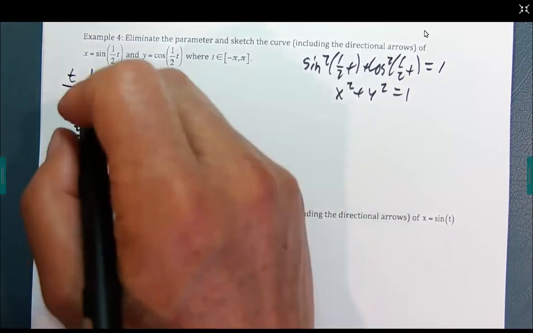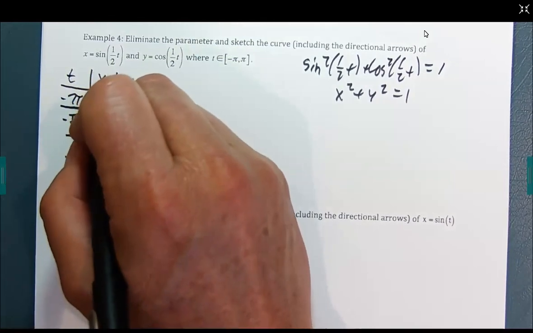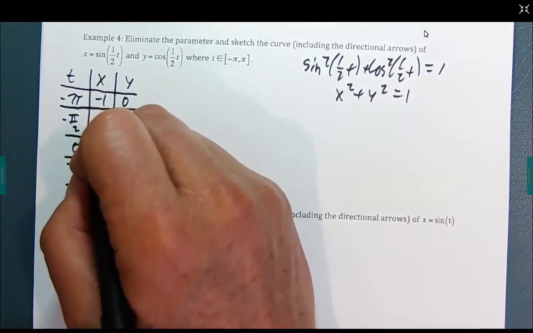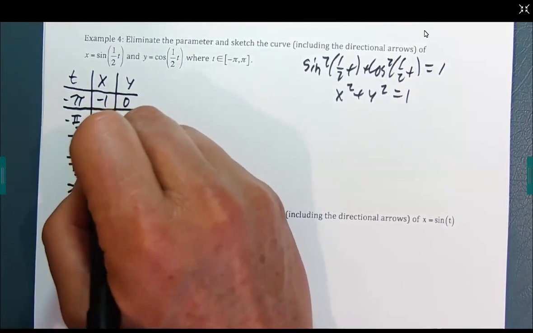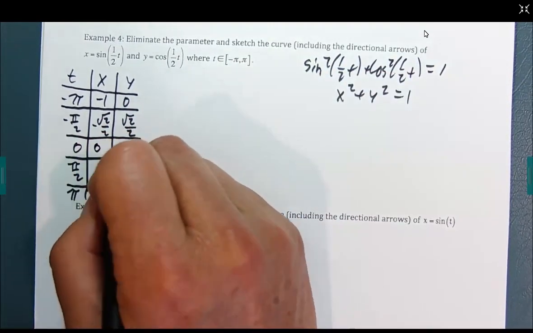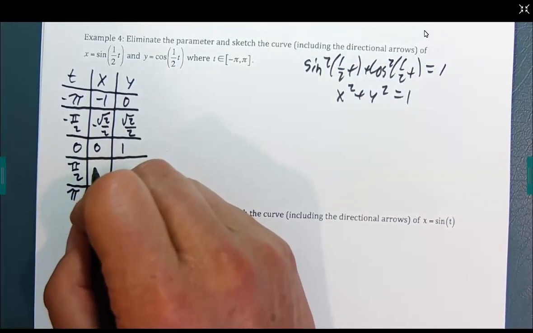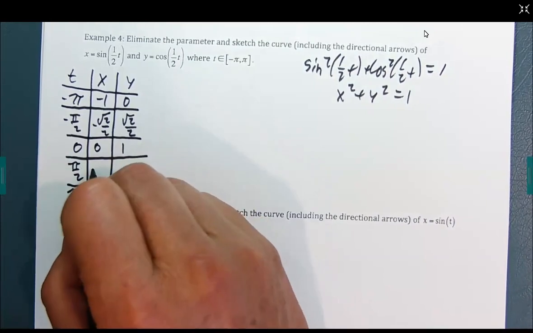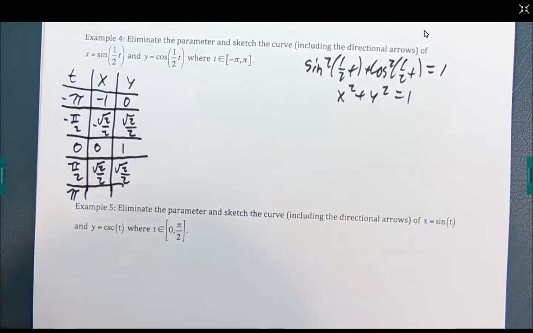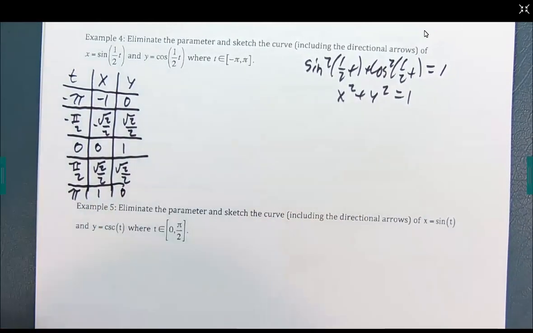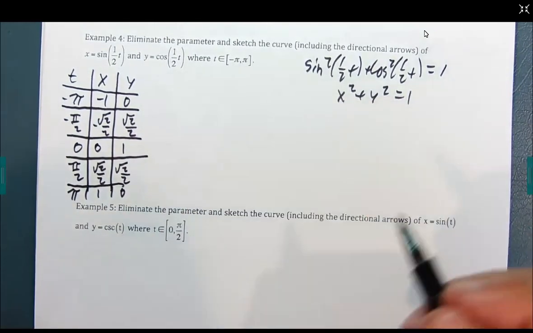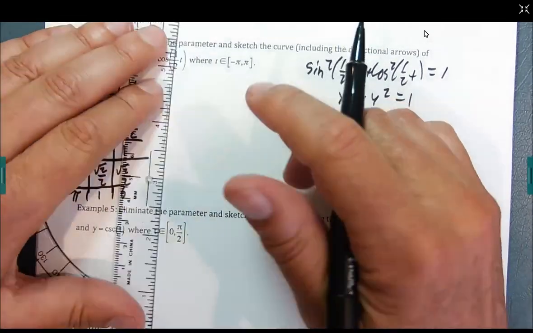And as we plug negative pi into here and here, we're going to end up with negative 1, 0. When we plug this in, we're going to get negative pi over 4. This is going to be negative root 2 over 2. This will be positive root 2 over 2. Plug in 0, we get 0, 1. Plug in pi over 2. That's going to be pi over 4, so that's root 2 over 2. And when we plug in pi, it's going to give us a 1 and a 0. Now you'll note this is only going to go across 2 quadrants.